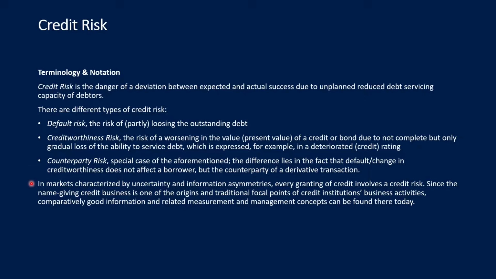In markets characterized by uncertainty and information asymmetries, every granting of credit involves a credit risk. Since the name-giving credit business is one of the origins and traditional focal points of credit institutions' business activities, comparatively good information and related measurement and management concepts can be found there today.